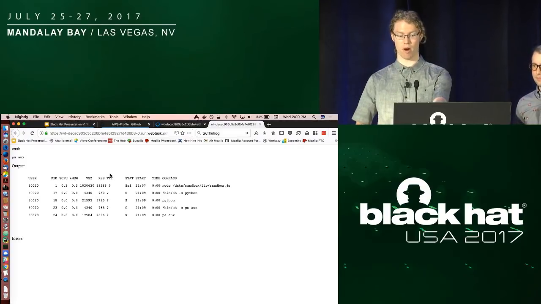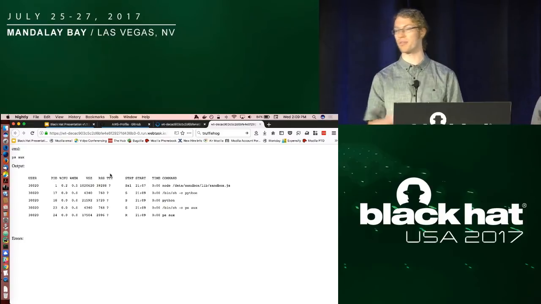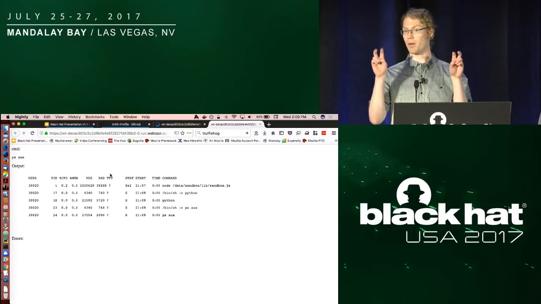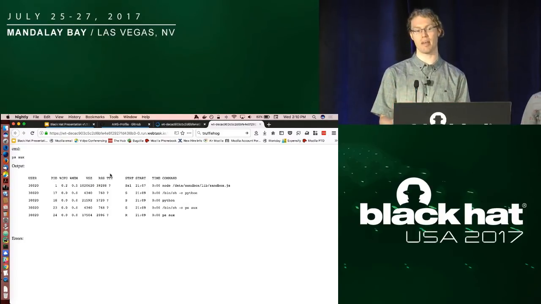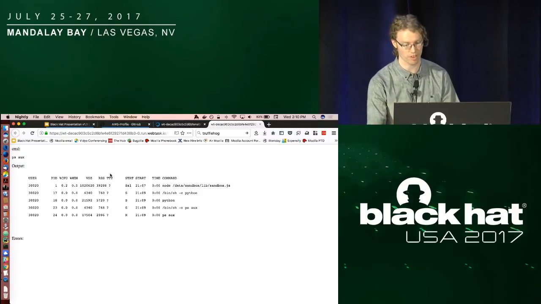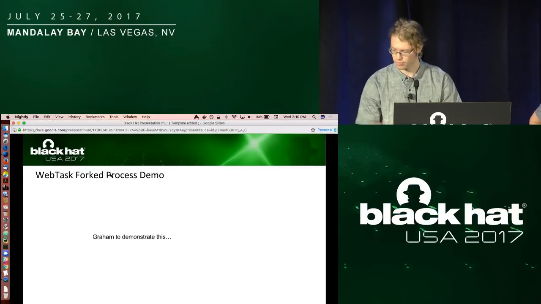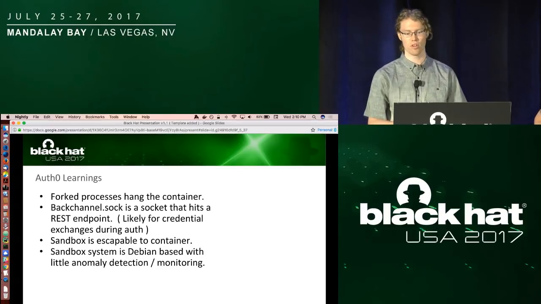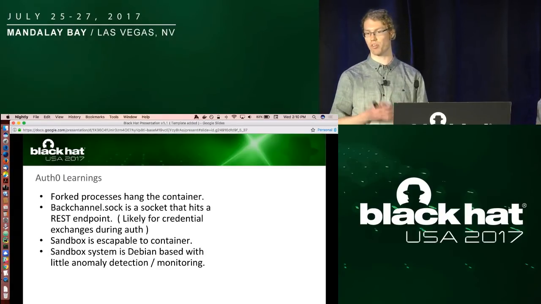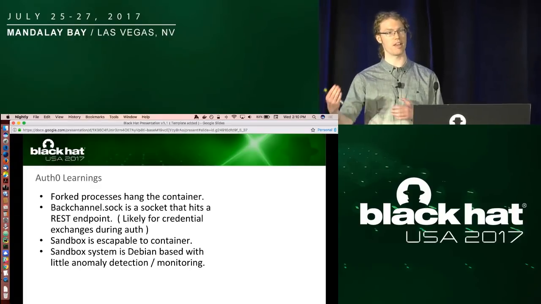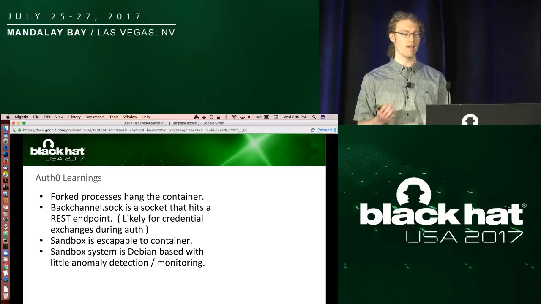And you can see here, our Python is running. So with these two entirely separate ephemeral containers, we're actually hitting the same container and have overlap between the functionality. So in Auth0, we learned that fork processes do hang the container, which is what's allowing us to do this demonstration and hit the same container multiple times.